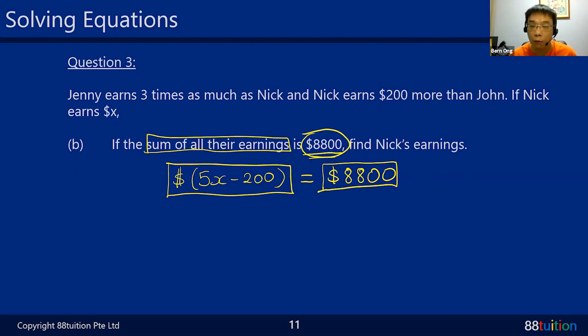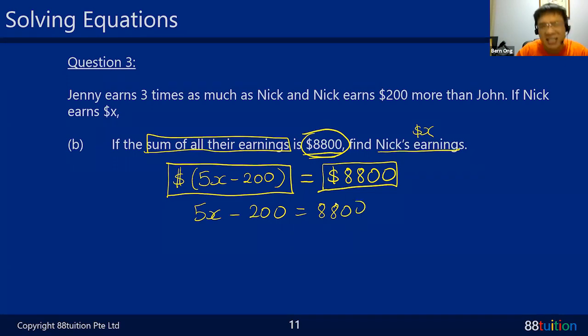So now you're supposed to solve. Azhar's answer of 1,008 is correct. So how do you get x? Remember solving, you must find x, because Nick's earning is represented as $X. Don't worry. You have 5x minus 200 is equal to 8,800. This minus 200, very irritating. Number pushed to the number side. So what should I do? Minus 200 brought across will give me a plus 200. 8,800 plus 200 will give you $9,000.